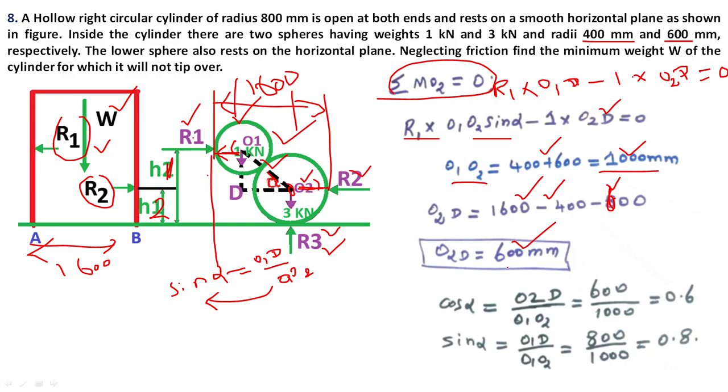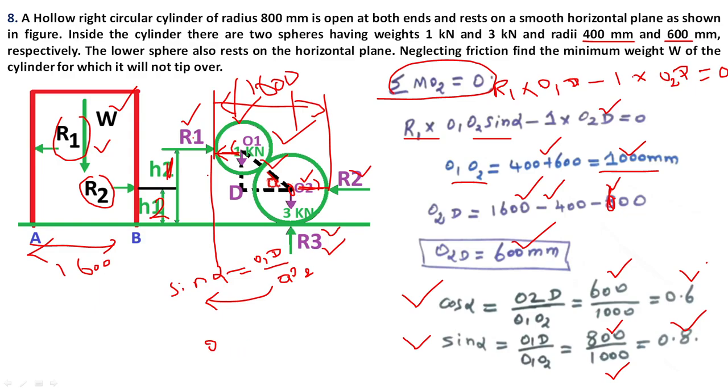Okay, O2D. So O1 O2 is found, O2D is found. Next we need to find cos alpha and sin alpha. Cos alpha is O2D divided by O1 O2, so 600 divided by 1000 is 0.6. Sin alpha is equal to O1D divided by O1 O2, so 800 divided by 1000 is 0.8. How did we find O1D? We know O1 O2 and O2D.